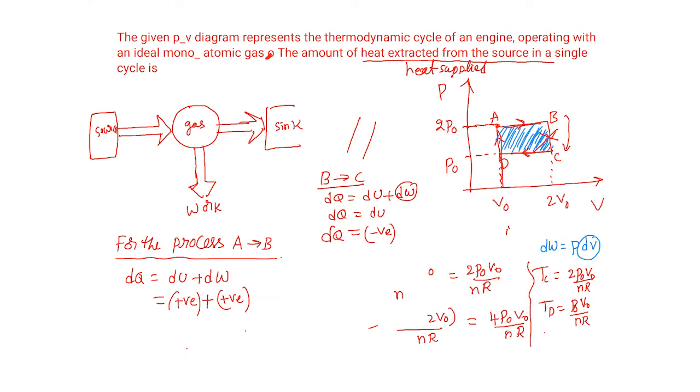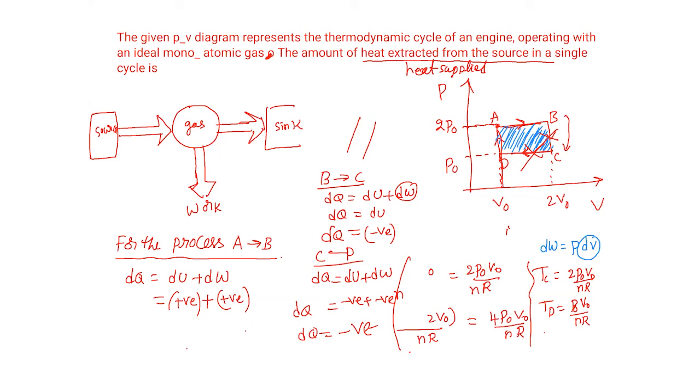Now come to the process C to D. It is an isobaric process again. dQ equals dU plus dW. For the complete cyclic process, you have to do this. What is happening to temperature? Decreasing, so dU is negative. And what is happening to work done? Negative. So negative plus negative: dQ is negative. We don't want this.